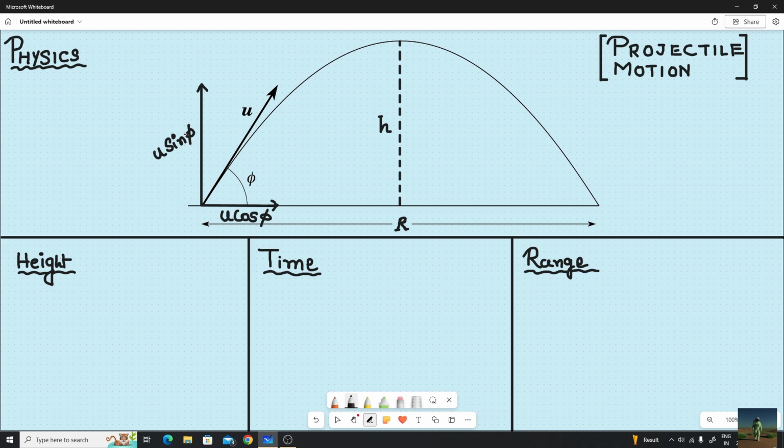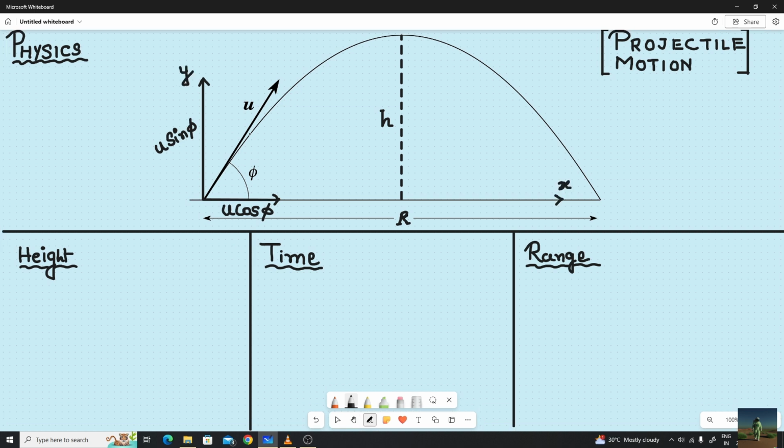As the particle has two velocities, one in the x direction and one in the y direction simultaneously, that is why the particle will move in the x direction as well as in the y direction at the same time. That means it will go in such a way that it can move in the x direction as well as in the y direction at the same time. That's why the path of the particle will look like this.